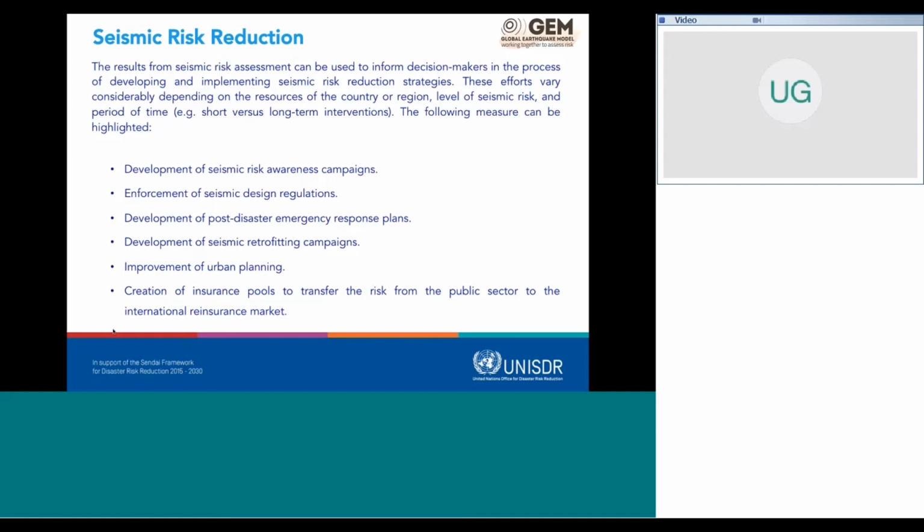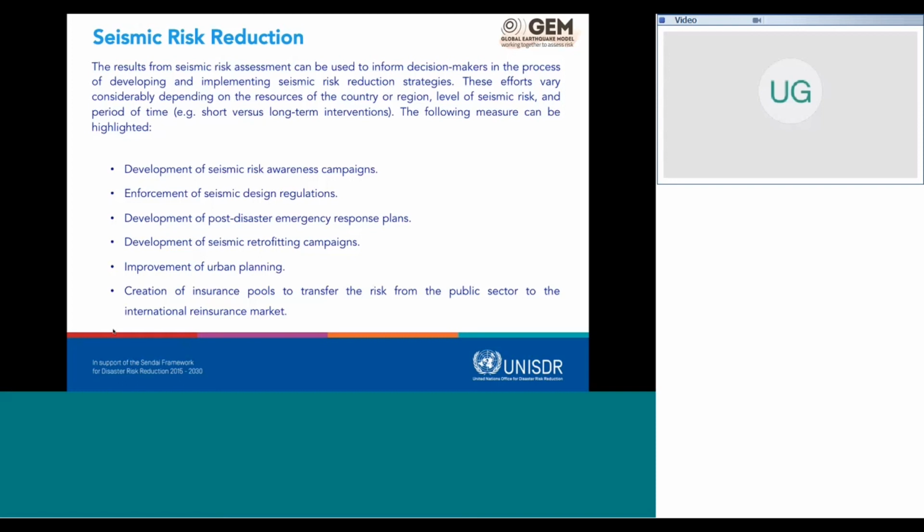The enforcement of seismic design regulation, which is probably one of the most efficient ways to reduce earthquake risk. Development of post-disaster emergency response plans, like for instance the ones that exist in Japan and in many other parts of the world, which help people to respond more efficiently to disasters. Development of seismic retrofitting campaigns. I believe, for instance, Saha mentioned how retrofitting schools can consistently reduce the risk.